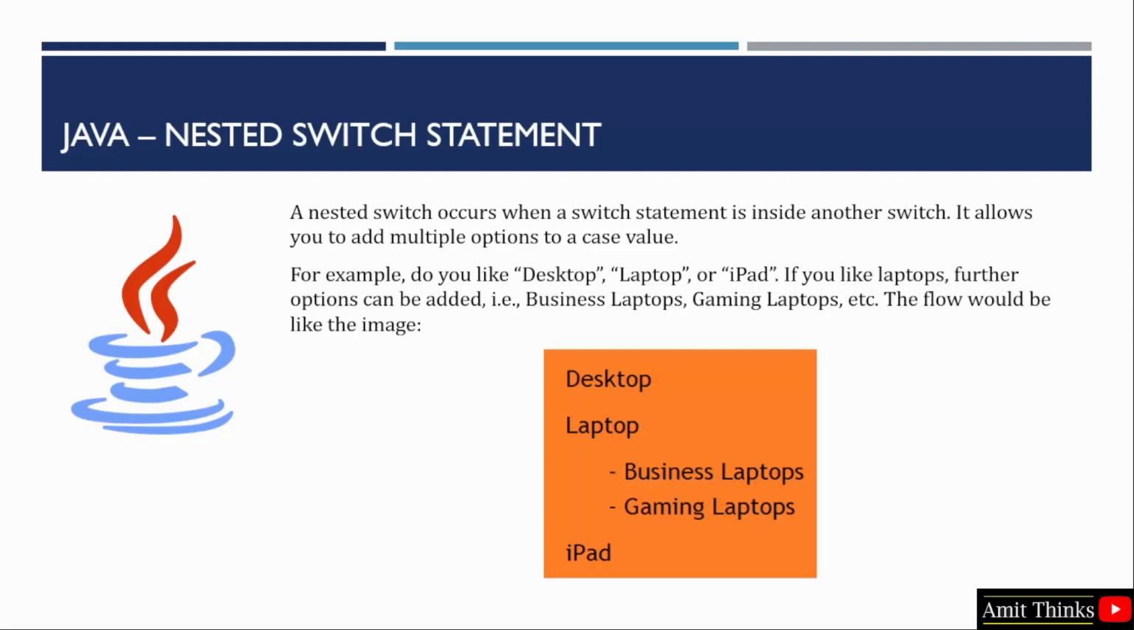Let us now see what is the nested switch statement. You can relate it with a nested comment thread. Consider it as a switch statement inside another switch. So through this you can add multiple options to a case value. An example is given here. You have desktop, laptop. In that you can nest it. Like a laptop can be a business laptop, a gaming laptop, even a notebook. So you can easily relate this with a nested switch statement.